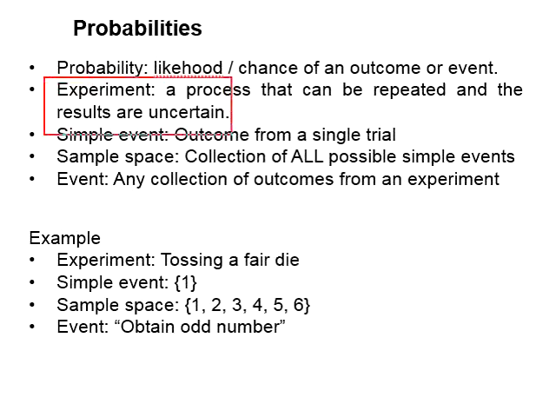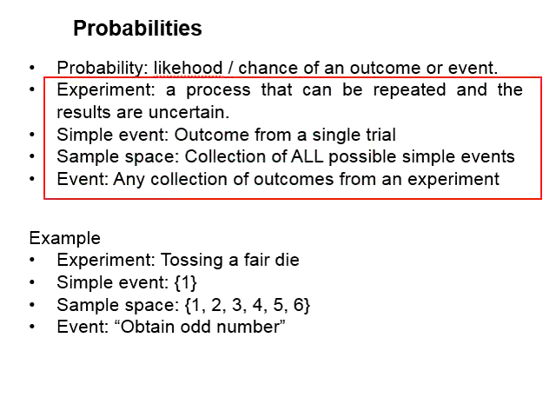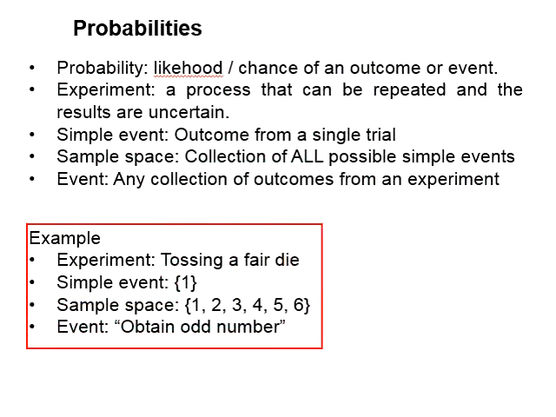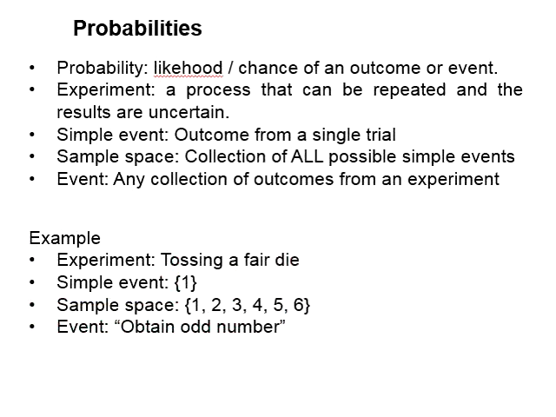If you find the definitions to be quite difficult to understand, let us look into an example that represents a typical probability. Let's say now you are tossing a fair dice. The action of tossing a fair dice represents an experiment. This process can be conducted repeatedly and the result is uncertain.